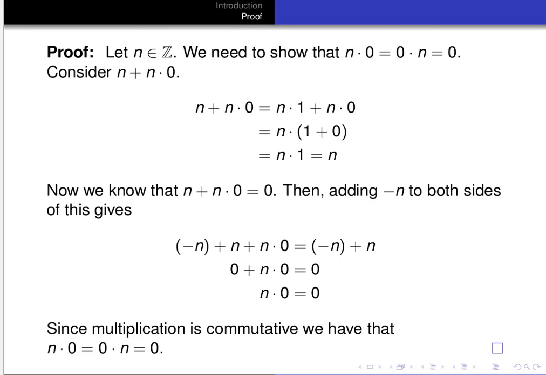And so, since multiplication is commutative, we've just proven that n times 0 is equal to 0 times n is equal to 0. That is, 0 times anything is equal to 0.